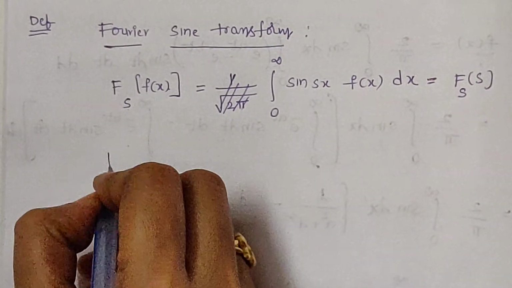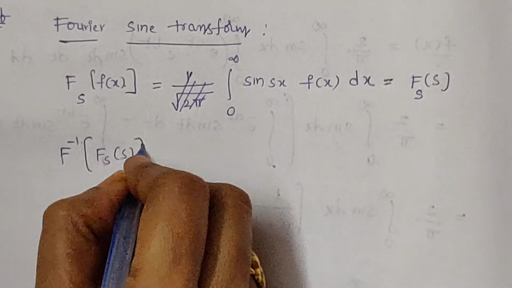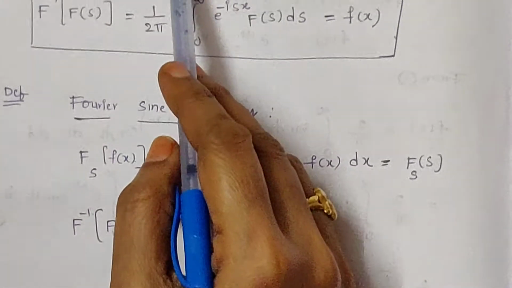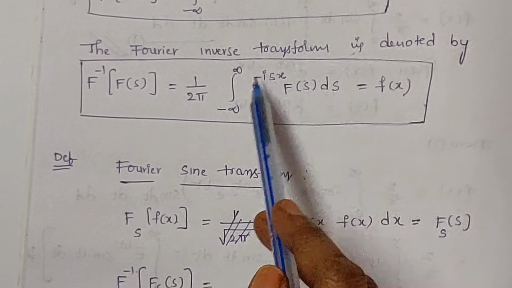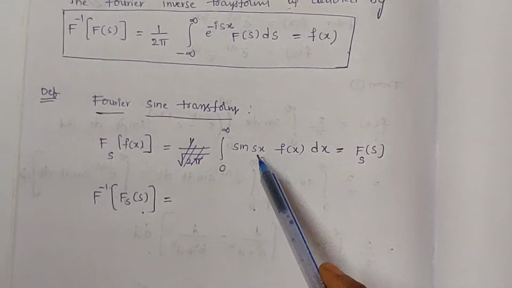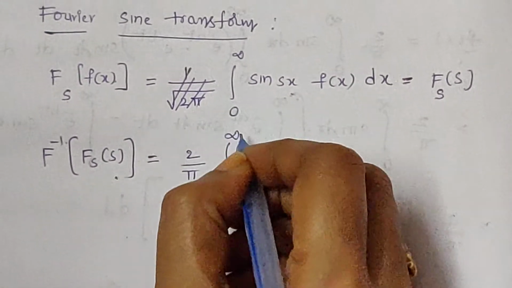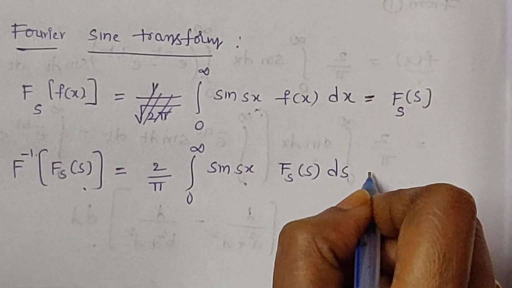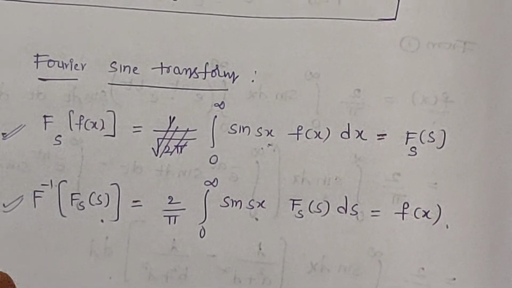Now the inverse Fourier sine transform is denoted like this, and it is defined as follows. In the inverse Fourier transform we got minus infinity to infinity, with one constant 1 by 2 pi. In the same way, for inverse Fourier sine transform we will get 2 by pi integral 0 to infinity sine sx Fourier sine transform ds. It is also given by f of x. These are Fourier sine transform and inverse Fourier sine transform.